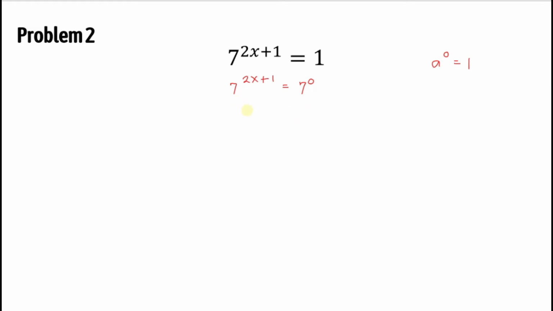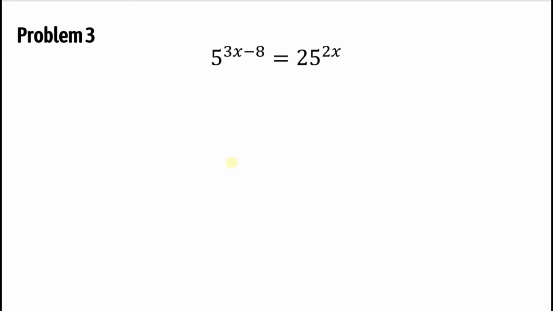And then, we can now equate the exponents. So 2x plus 1 equals 0. And then, transpose. So 2x equals positive 1 will be moved to the right, becomes negative 1. Then divide by 2. So cancel. Therefore, the value of x is negative 1 over 2. Okay? So, let's move to the third example.